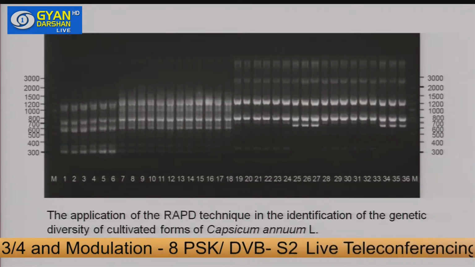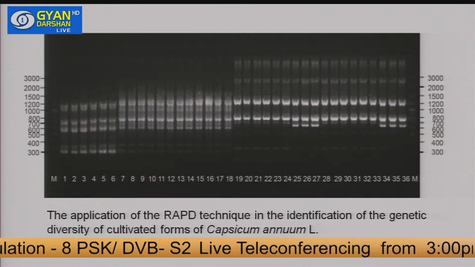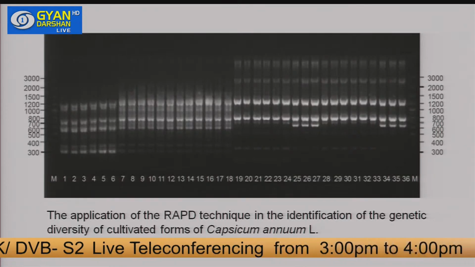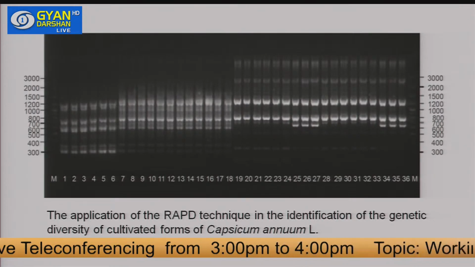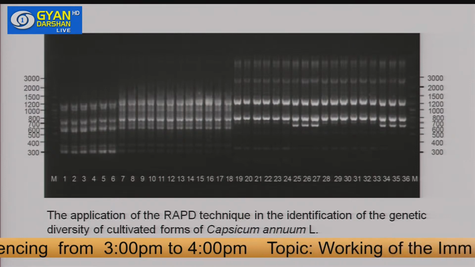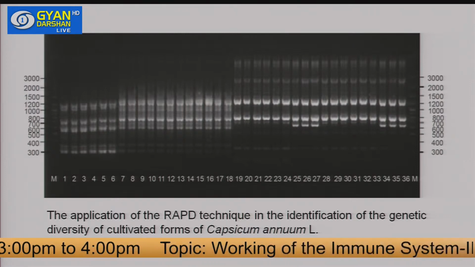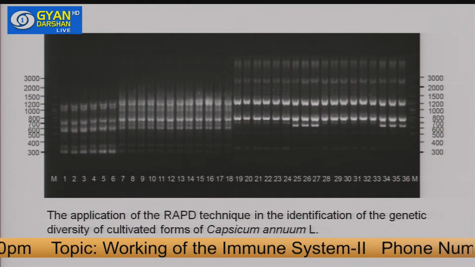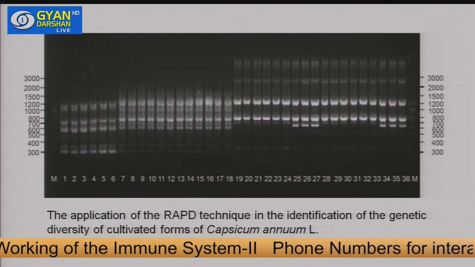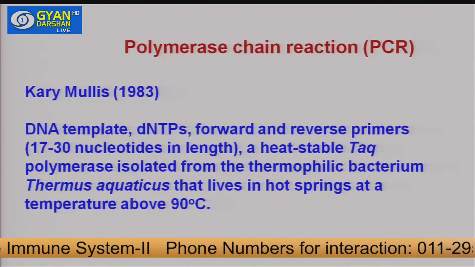So this is one of the standard profiles. Okay, people have run agarose gel, and this is how an RAPD profile looks when you compare it among different samples. Like here you can see as many as 36 samples, and they are showing the comparative RAPD profile.